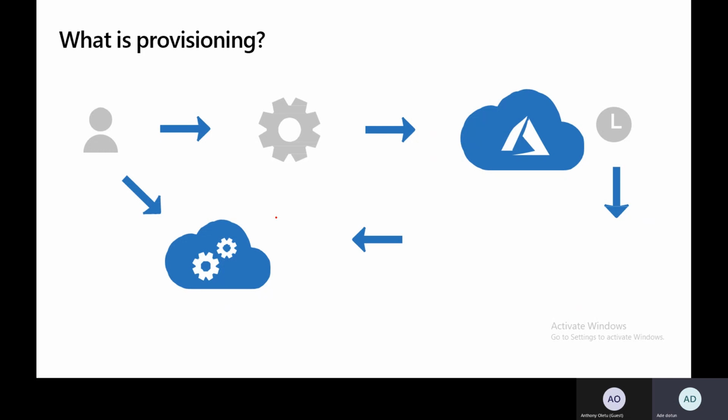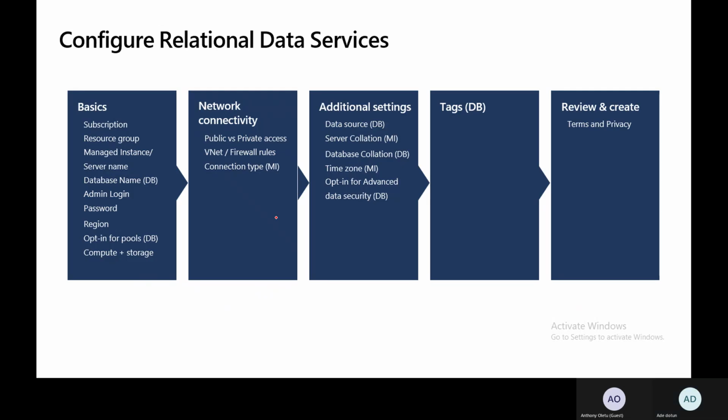a particular service for use. When you want to configure a particular service, there are stages. The first stage is the basics. Of course, you remember when we were deploying our VMs: the basics, then the networking, then additional settings, tags, then you review and create. So under the basics, you look at your subscription.